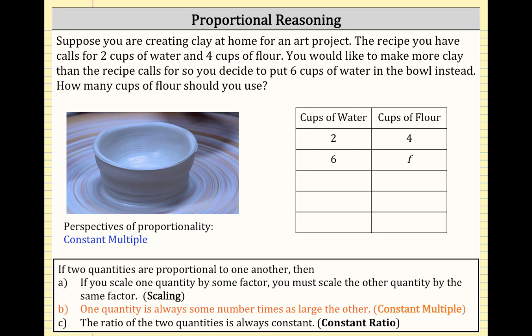Now let's look at the constant multiple perspective. We're going to relate the cups of water to the cups of flour, because one quantity is always some number times as large as the other. So you're comparing across quantities. Let's see, 2 times what is 4? 2 times 2 is 4. So that is going to be the constant multiple in the situation as we compare water to flour. So with 6, we're going to multiply that by 2. That's that constant multiple. So 6 times 2 is 12. That tells us that the cups of flour is 12.